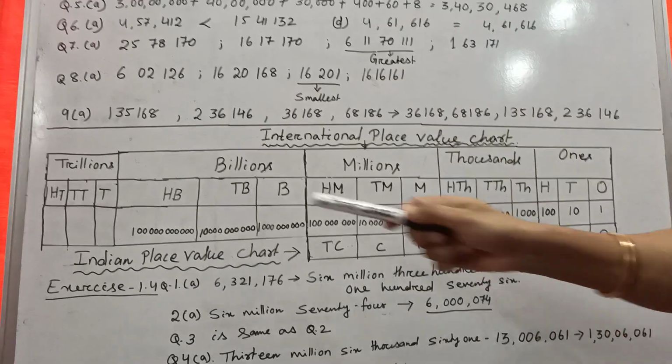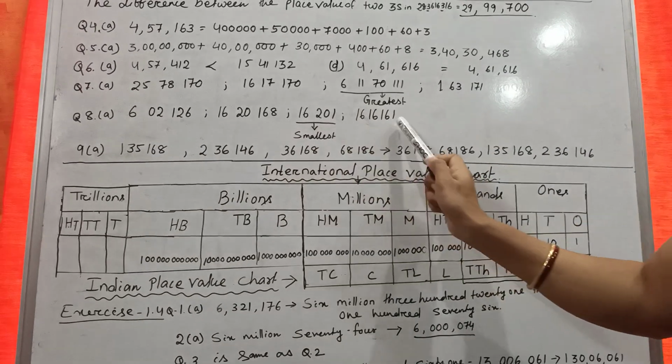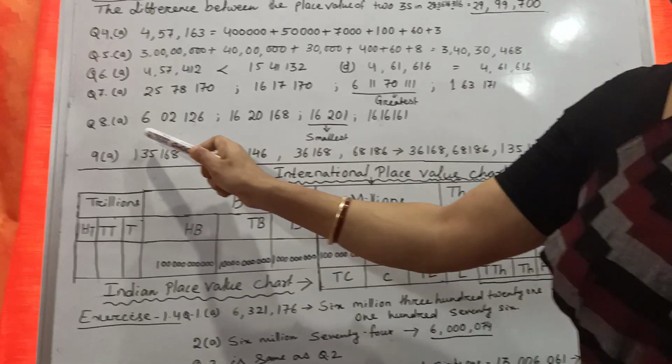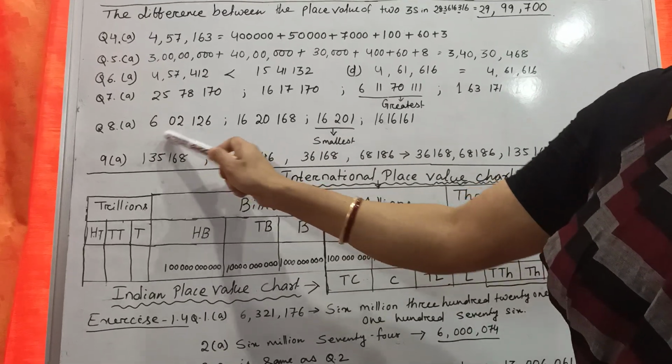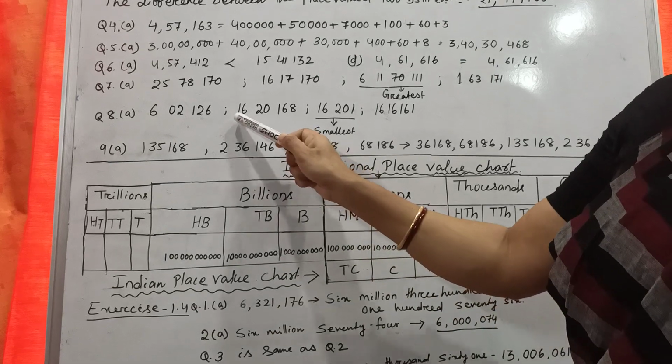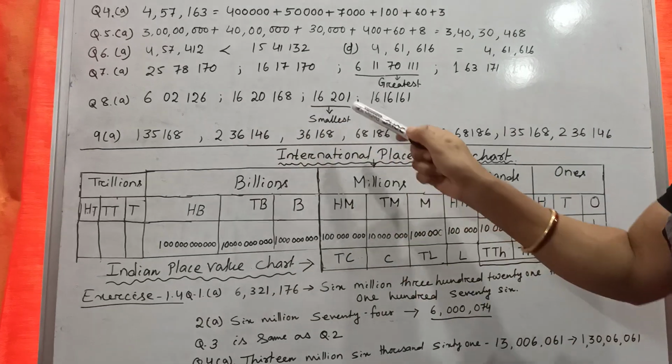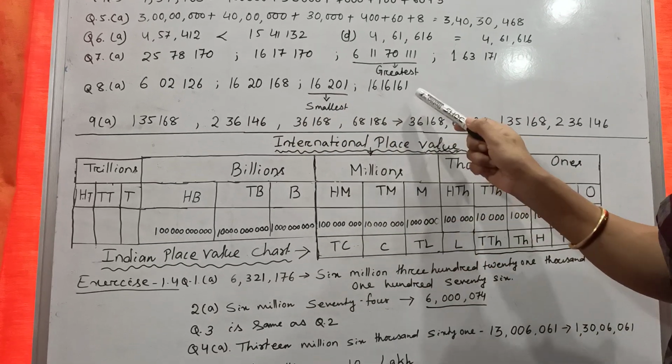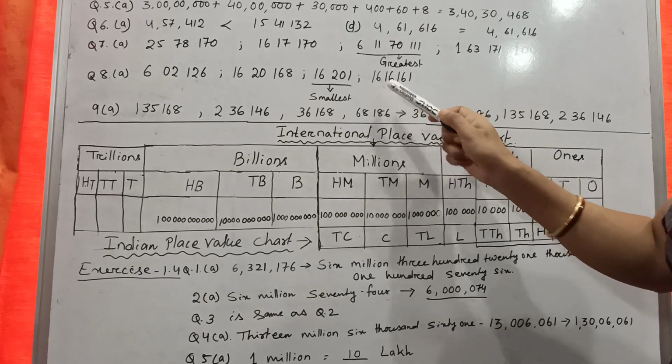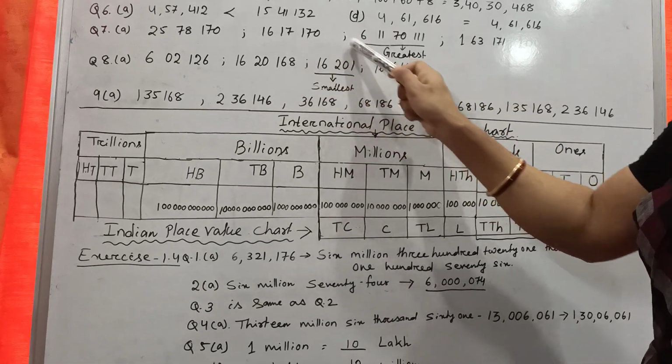Similarly, in question number 8, you have to find the smallest one. Here also you count the number of digits. This is a 6-digit number. This one 7-digit number. This one 5-digit number. And this one 7-digit number. So the 5-digit number is the smallest one.